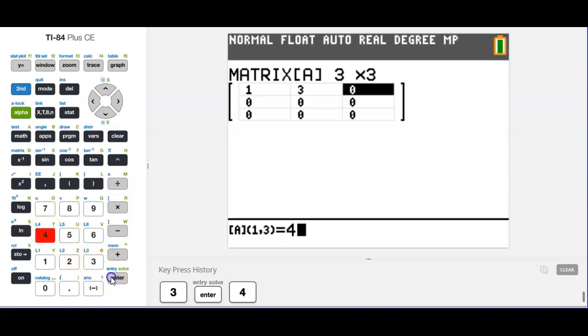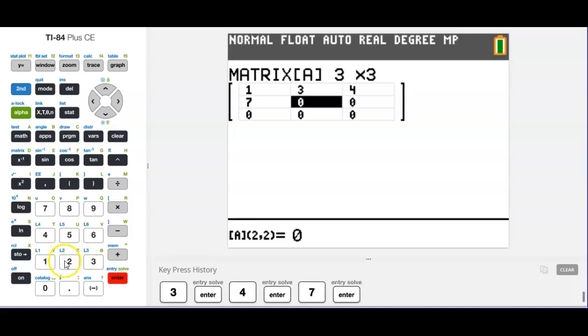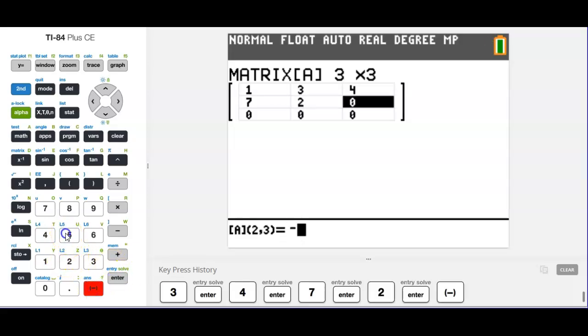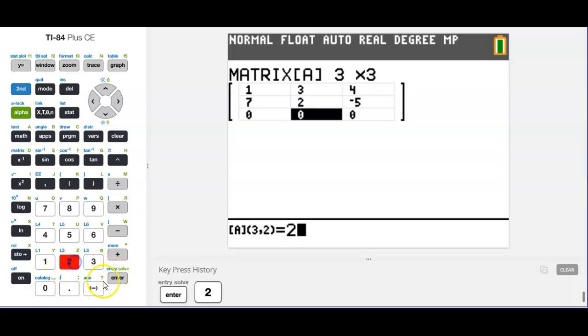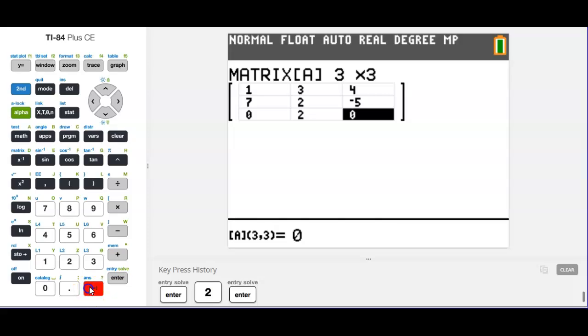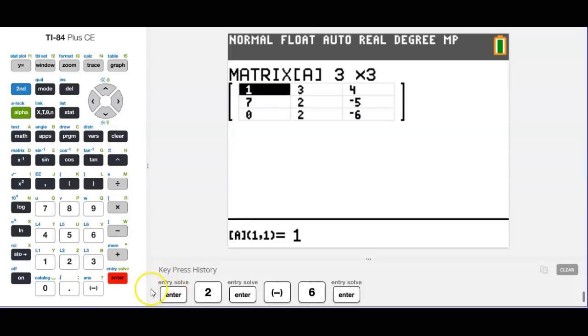So 1, 3, 4, and then it brings you right to the second row automatically. We have 7, we have 2, we have -5. Don't use the minus sign, use the negative sign. And 0, 2, and -6. And hit enter on that last one to make sure it's all good. Just take a couple seconds to go back and check it just to make sure.